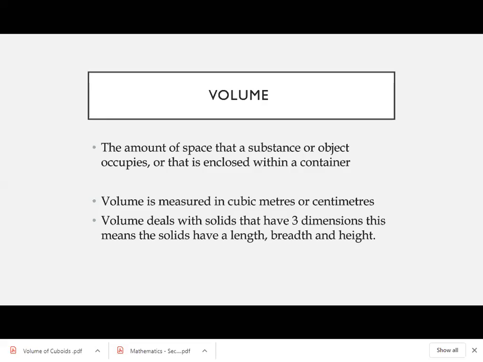Volume is usually measured in either cubic meters or cubic centimeters, because an object can either be measured in either the meters or centimeters. You don't really check volume with kilometers. Same way you don't really check volume with millimeters. You check volume because a bucket might be in meters or the bucket might be in centimeters.